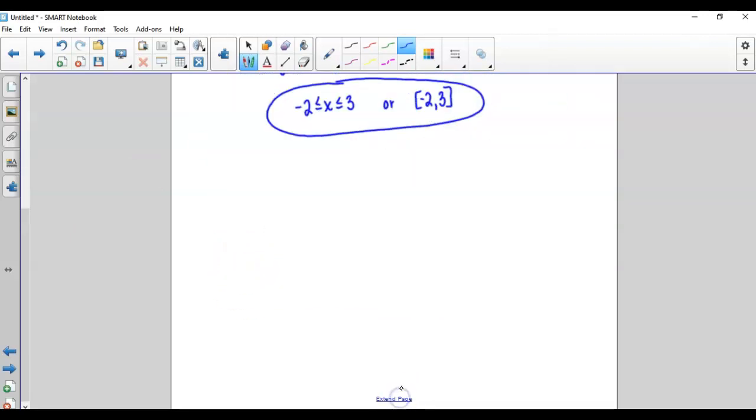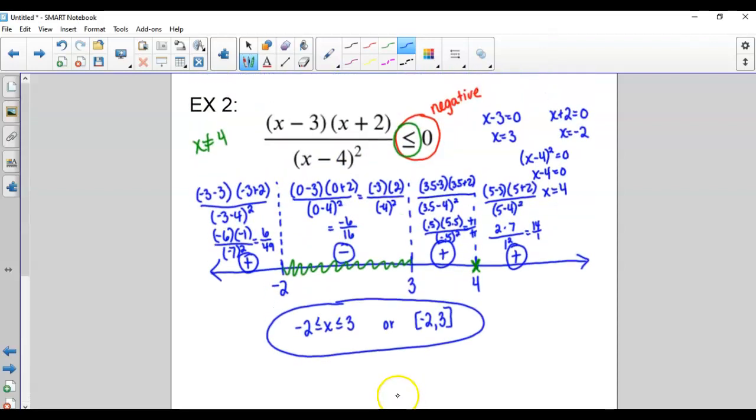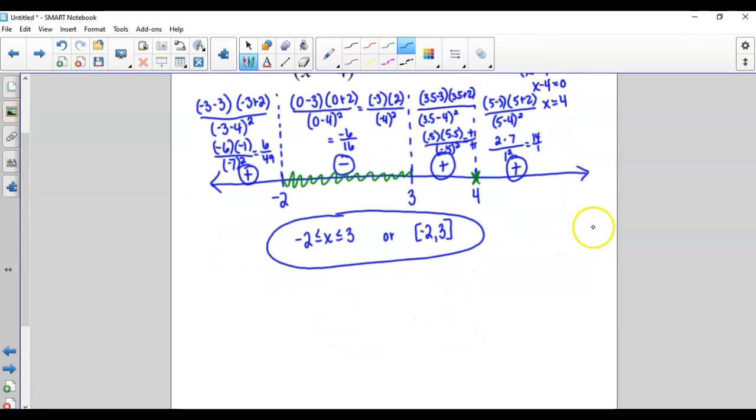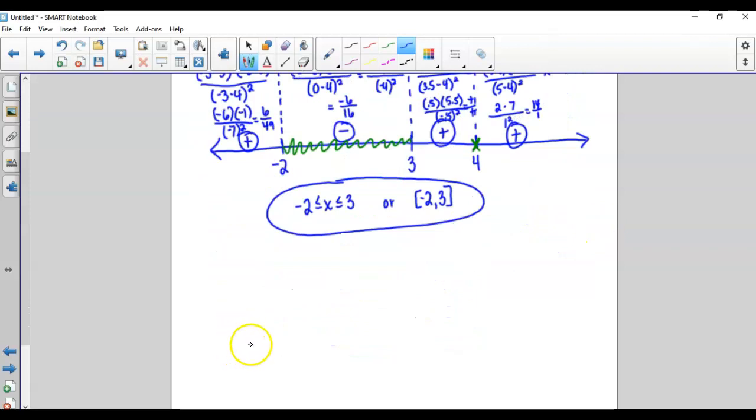So the beginning of this method is just the same as it was for the other problem. You're going to set all of your factors equal to 0 and find these points here. And so you would start with the number line, just like we had on the last problem. So we'd have -2, 3, and 4, or I guess it's the same problem.